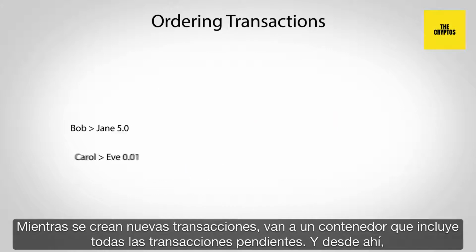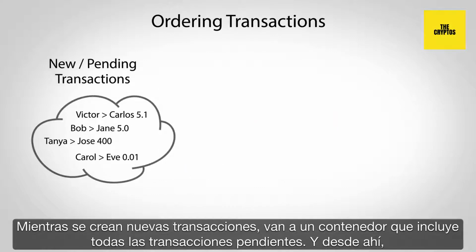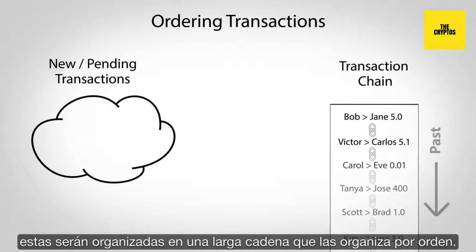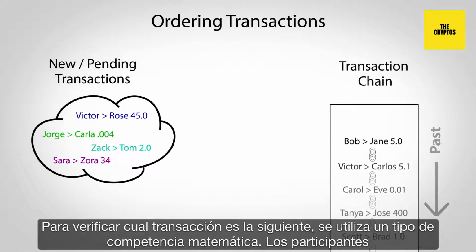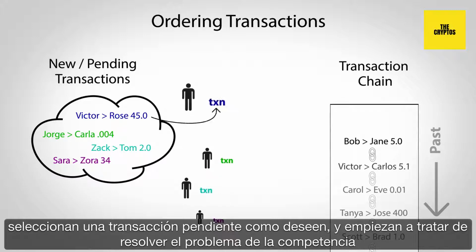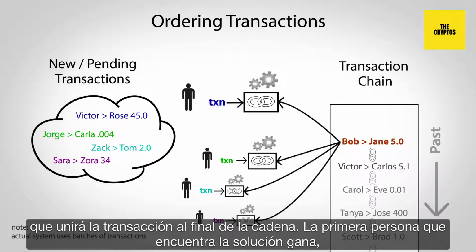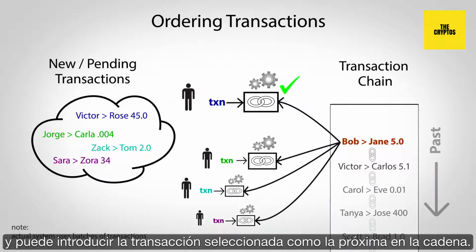As new transactions are created, they go into a pool of pending transactions, and from here they'll be sorted into a giant chain that locks in their order. To select which transaction is next, a kind of mathematical lottery is held. Participants select a pending transaction of their choice and begin trying to solve a special problem that will link it to the end of the chain. The first person to find a solution wins and gets to have their transaction selected as next in the chain.